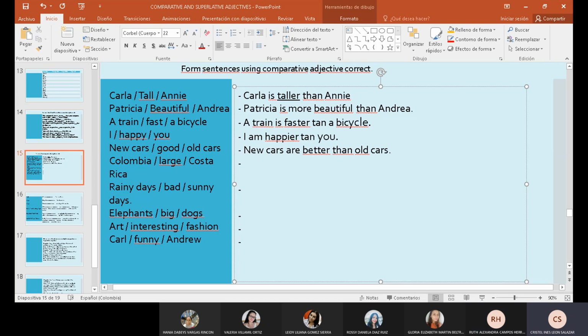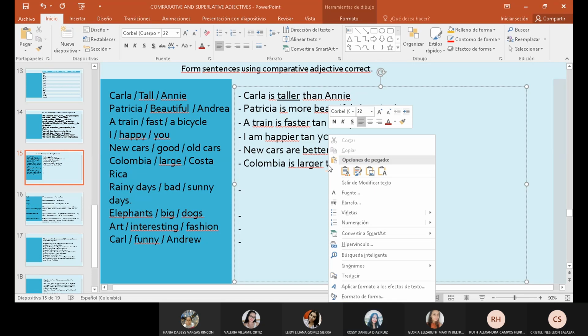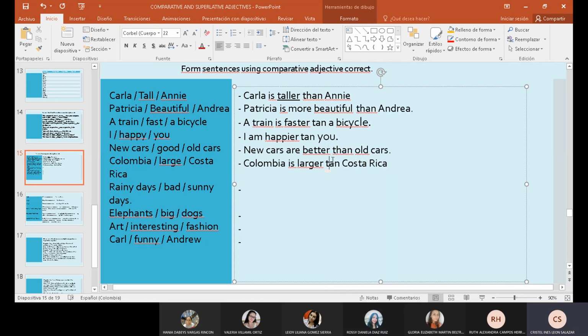Rosie, help me with the other sentence. Colombia is larger than Costa Rica. Colombia es más grande que Costa Rica. Okay, perfect, thank you.